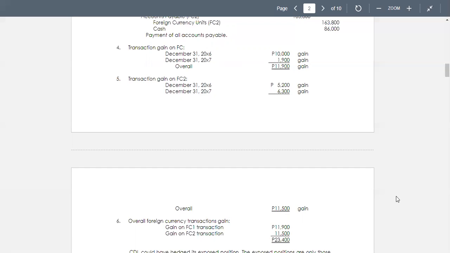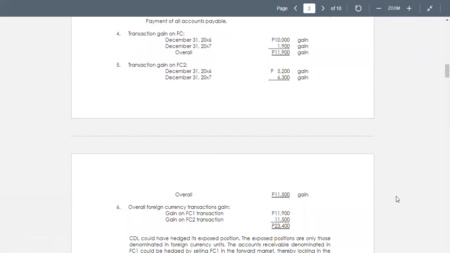Okay, then what was the combined foreign currency gain or loss on both transactions? What could CDL have done to reduce the risk associated with the transactions denominated in foreign currencies? So we have now the overall currency transaction gain 11,900 and 11,500. So we have 23,400. CDL could have hedged its exposed position.